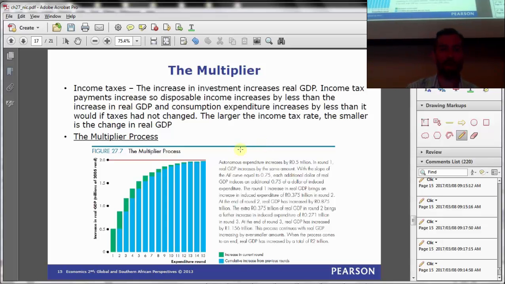Here's our multiplier effect as a kind of a graph. It's showing you that obviously as we increase output, it leads to smaller and smaller induced increases in consumption, and then therefore smaller and smaller induced increases in output. So that's our multiplier process graphically.